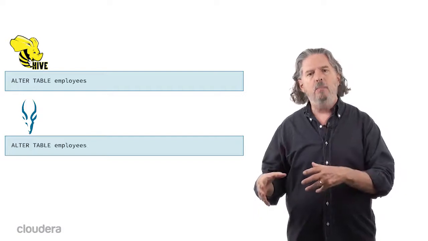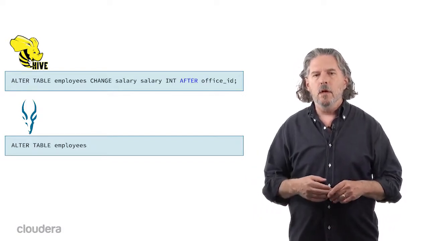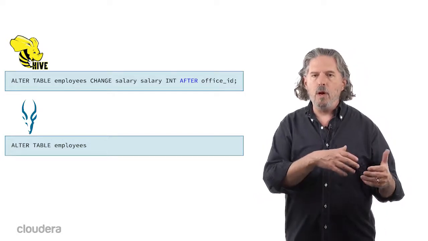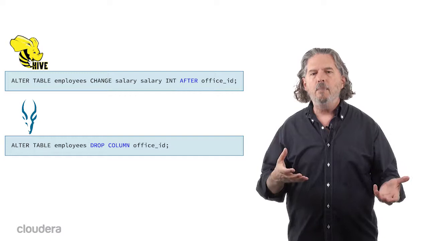the alter table command for changing the order of columns. There are also some commands that work in Impala but not Hive, like the command for dropping a column.